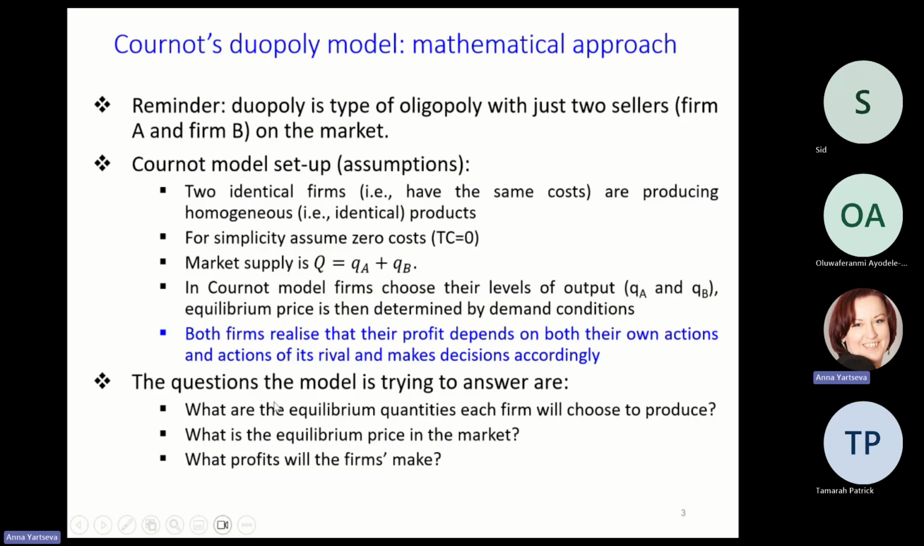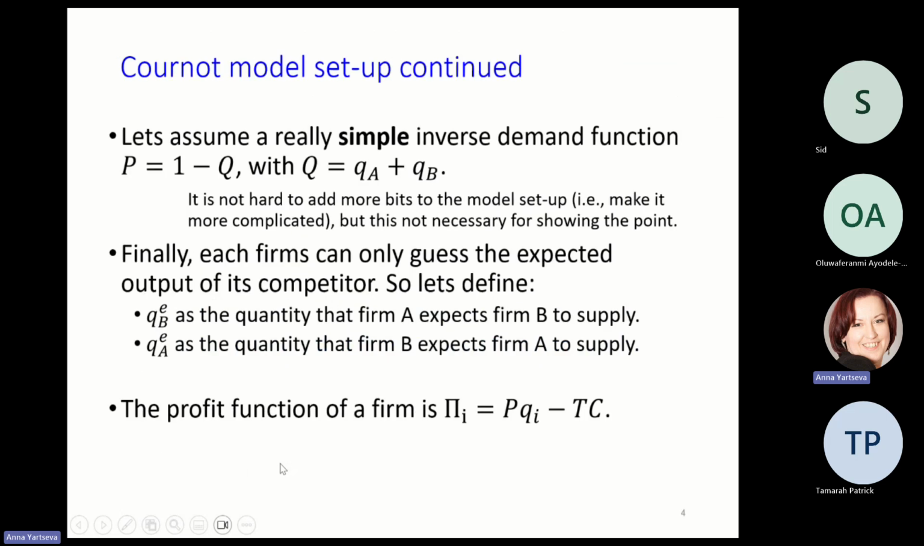The model is trying to answer these questions. Which equilibrium quantities each firm will choose to produce, apparently to maximize their profit? What will be the equilibrium price in the market? And what profits will the firms make? And we are able to answer these questions based on our particular scenario, based on our specific formulas.